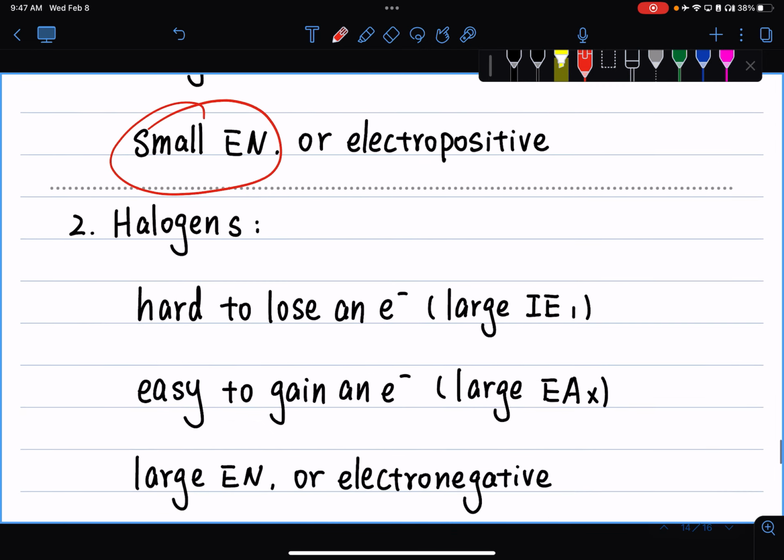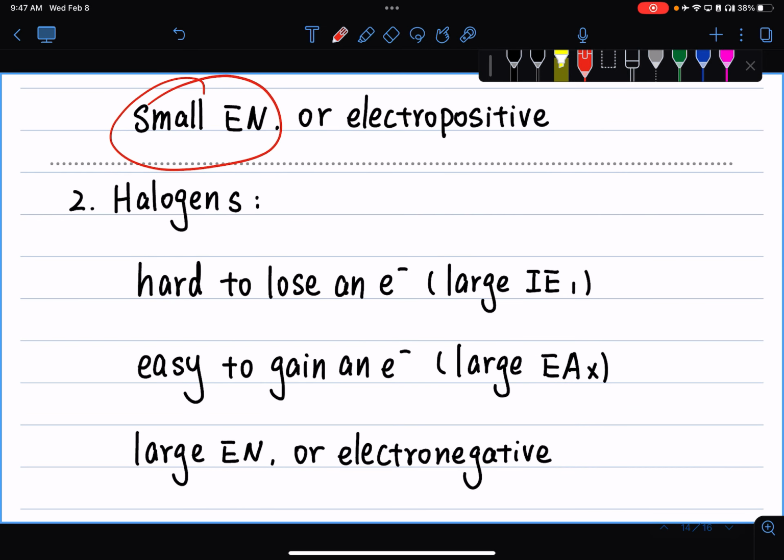In contrast, if we move over to the halogens of the periodic table and just think it through, it is hard for the halogens to lose an electron, but it is really easy for the halogens to gain an electron to reach that noble gas configuration. So the result is your halogens have large ionization energy and large electron affinity. Or, in other words, your halogens are expected to have large electronegativity. Electronegative, I'm sorry.